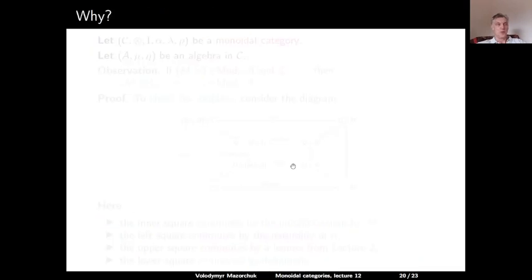And the question is, why do we need all this? So last time we spoke about the module categories over a monoidal category, and today we talk about algebras and coalgebras. So what is the relation? Here is the relation. Let C be a monoidal category, and let A be an algebra in C.